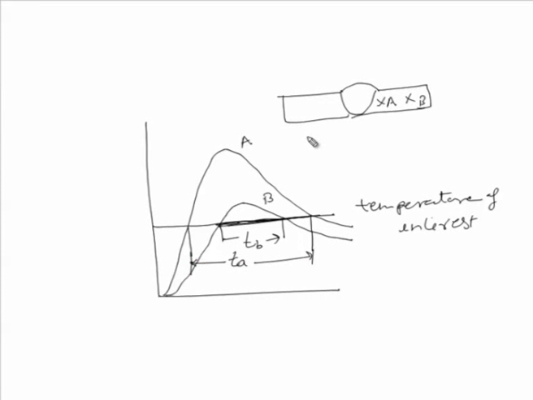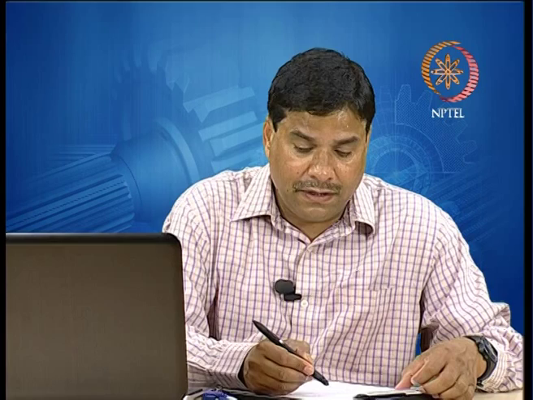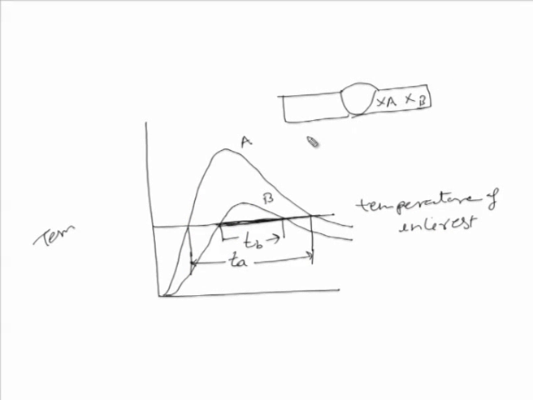So, we see that the greater the peak temperature of a particular location, the greater the soaking time above the given temperature of interest. So, this is the weld thermal cycle for two different locations. From this diagram we are trying to stress that if the peak temperature of a particular location is more, then it will increase the soaking period above the certain temperature of interest. So, this temperature of interest basically decides the soaking period above the particular temperature.